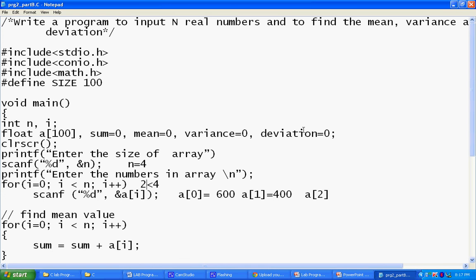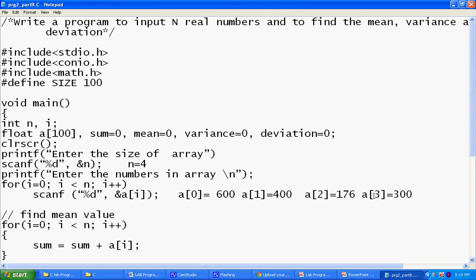It goes for reading a of 2. In a of 2, we have to enter some value. Let us say 176. Then the for loop once again continues where the value of i will become 3. 3 less than 4. Then it goes for reading a of 3 position. In a of 3 position, let us say we are entering 300. Then the for loop continues where the value of i will become 4. 4 less than 4, the condition is false, it comes out of the for loop. So we read all the 4 values here: a of 0 with the value 600, a of 1 with the value 400, a of 2 176, a of 3 300.